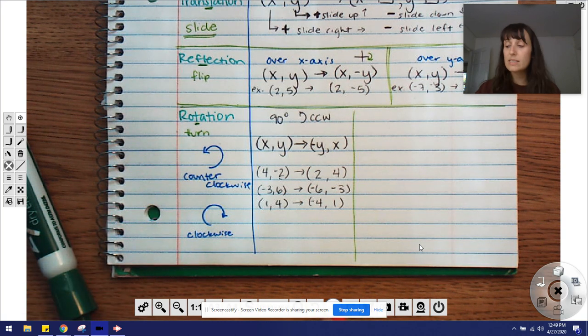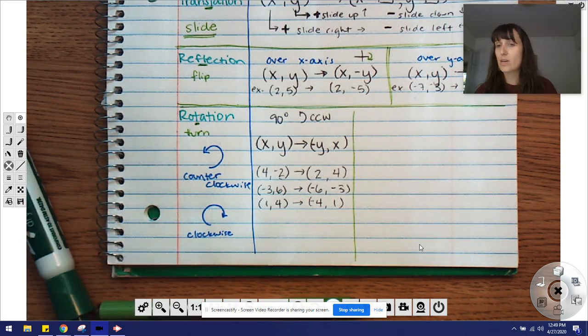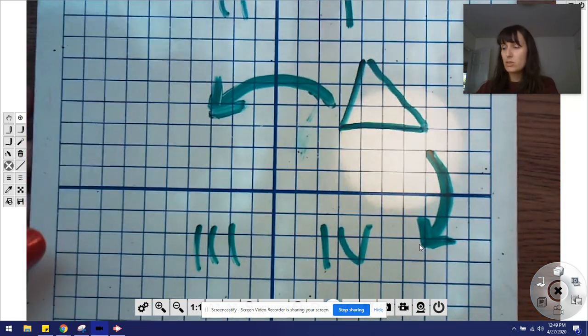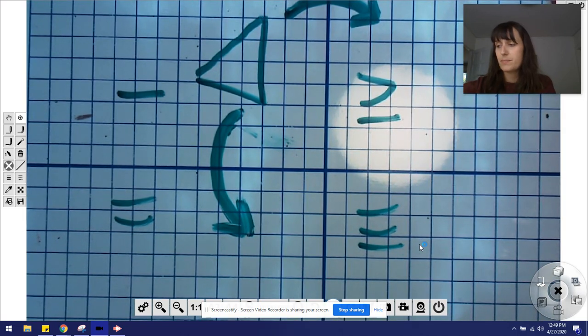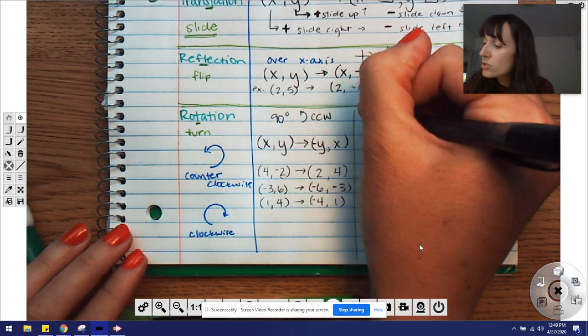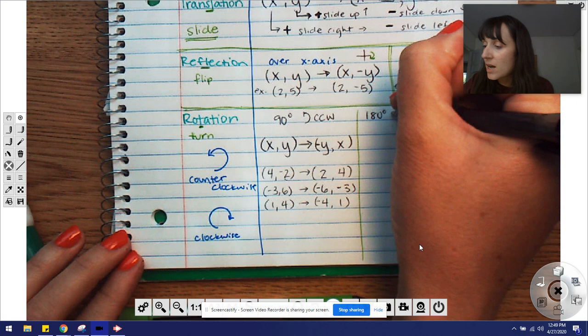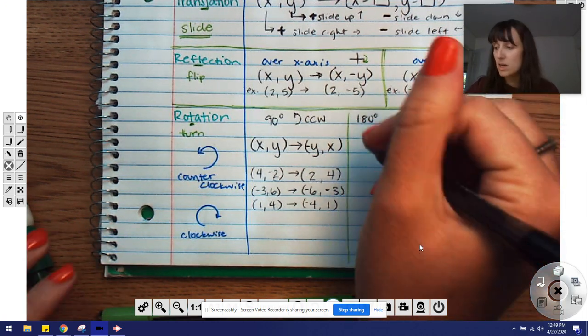90 degrees counterclockwise means that we would take our image and move it one rotation. If we move it 2 rotations, that would be 180 degrees. It doesn't matter if it's clockwise or counterclockwise here.